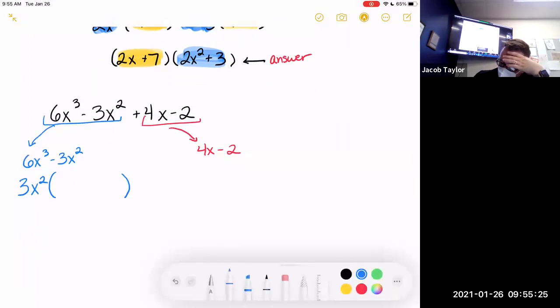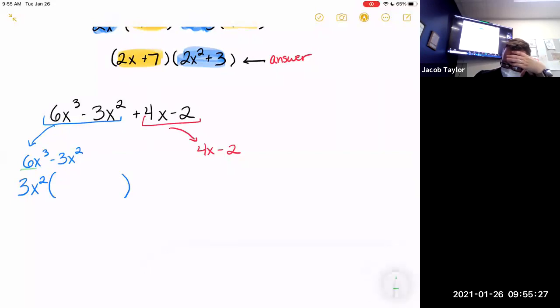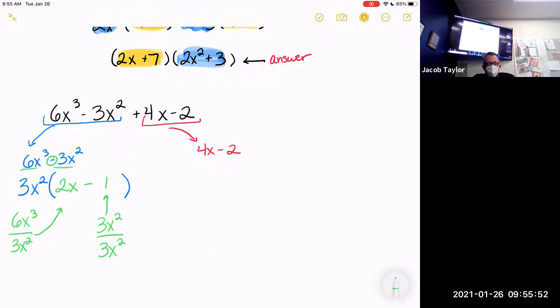To find what would be left in parentheses, we take our original 2 pieces and divide them by the greatest common factor. So 6x cubed divided by 3x squared gives me 2x. Good. And then 3x squared divided by 3x squared gives me 1. There was a minus sign in between them, so a minus sign in between.